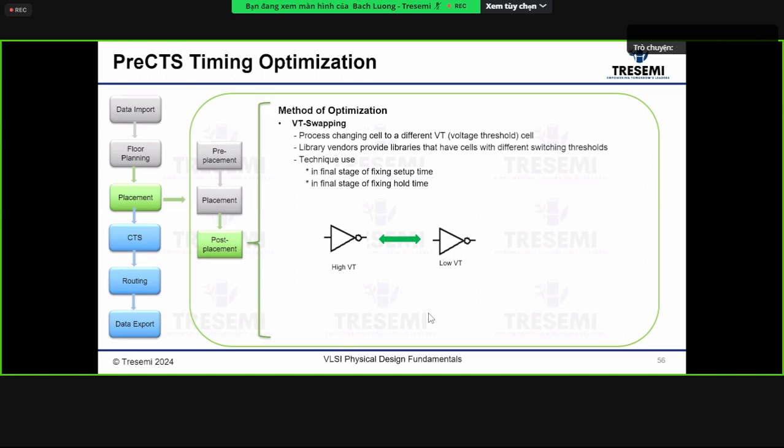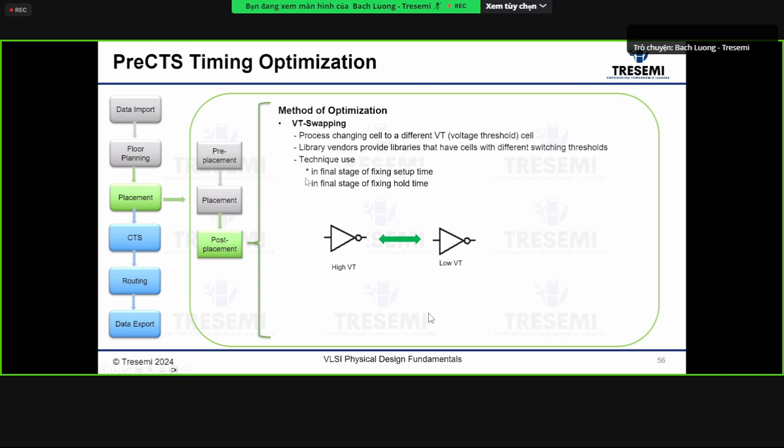Cool. The next strategy is called VT swapping. VT stands for voltage threshold. In a given technology, usually they'll have different VTs, especially for technology that handles low power. They have high VT, low VT, and standard VT. And for more advanced technologies, they have some other VT types, different types of cells.